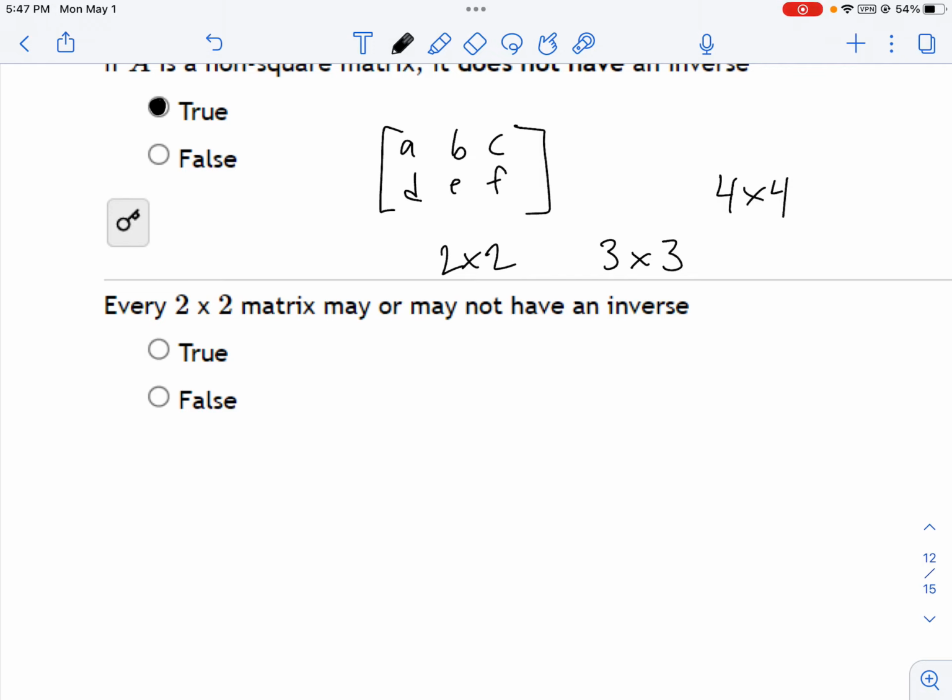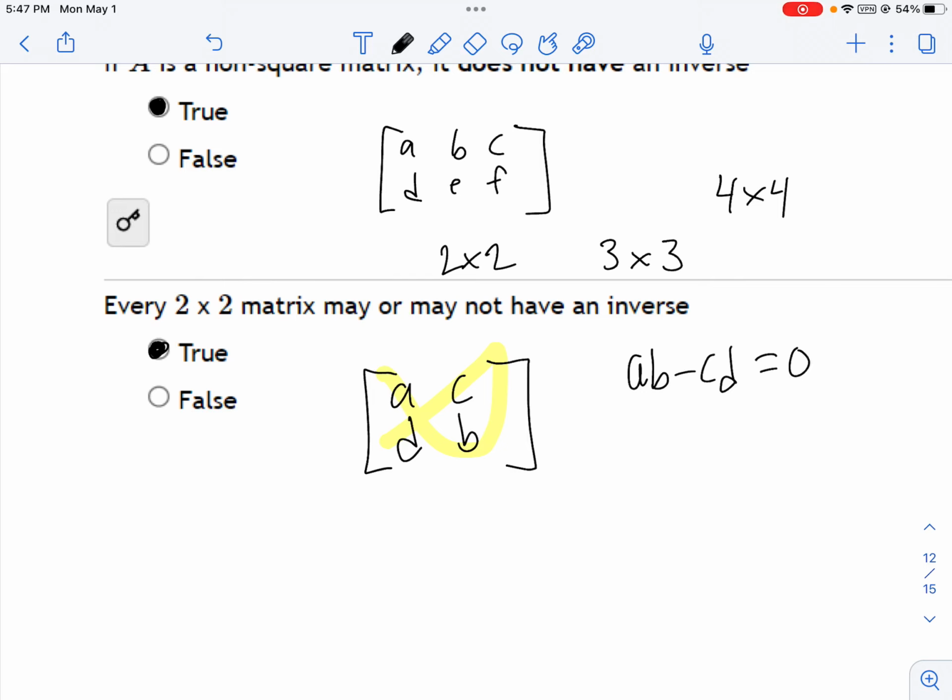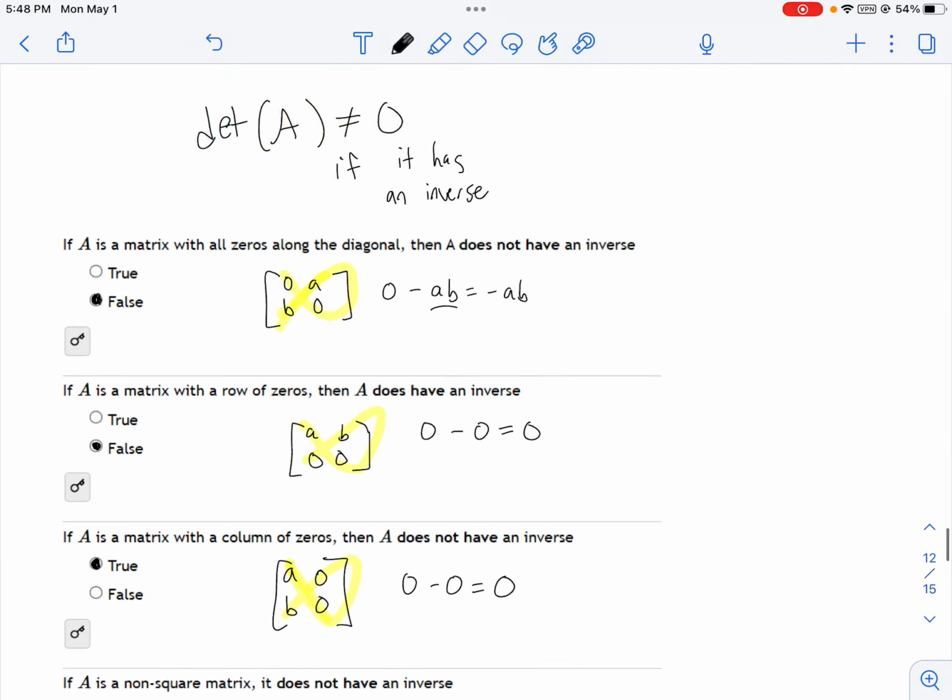And then next we have: every 2 by 2 matrix may or may not have an inverse. That is also true. Because when you think about it, if I just start picking random numbers, no matter what numbers we pick, maybe our a times b minus c times d, if that number equals 0, there's no inverse. But if it doesn't equal 0, then there is an inverse. And so the may or may not makes this a true statement, where any 2 by 2 matrix may be invertible or it may not. Depends on what the numbers are, right? That's a case-by-case thing.